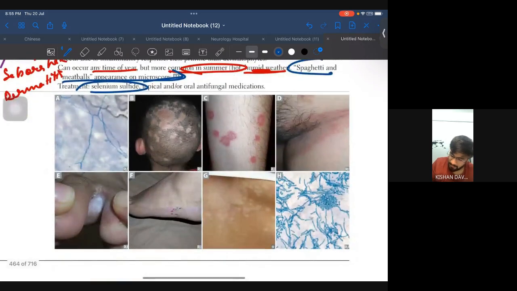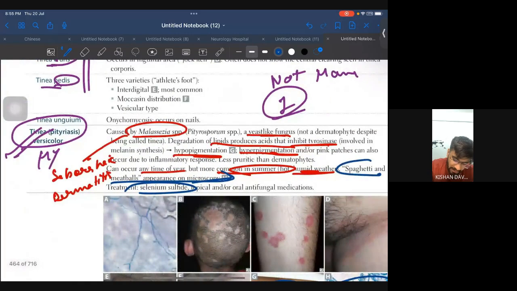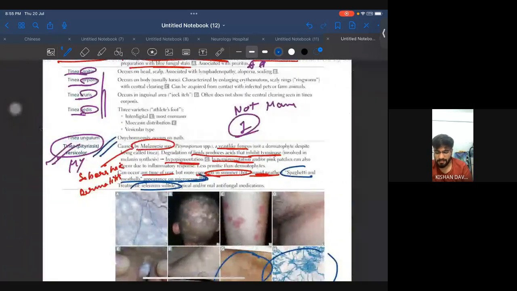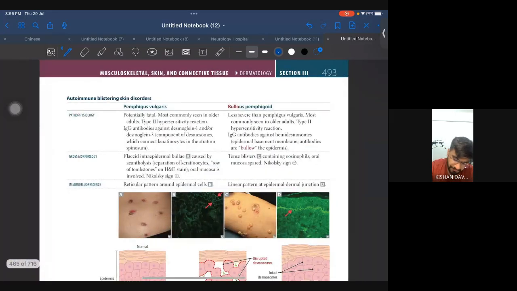So all these are very important: spaghetti and meatball appearance, hyperpigmentation, hypopigmentation, everything. Tinea pityriasis versicolor in particular is very important. But about the other tinea, just remember the last word and the name. That's it. All right, moving ahead.